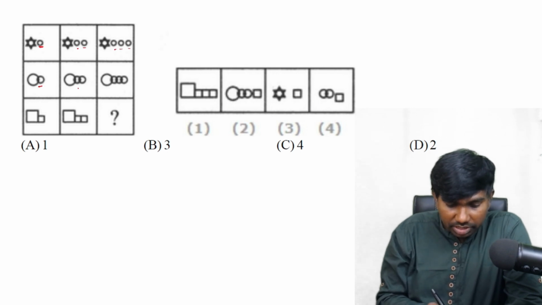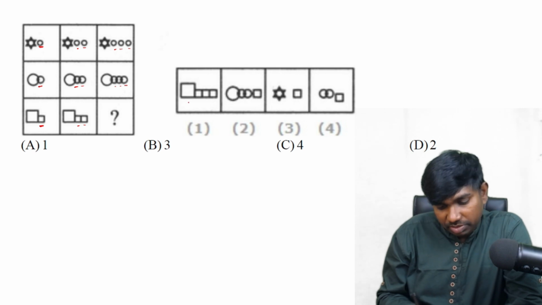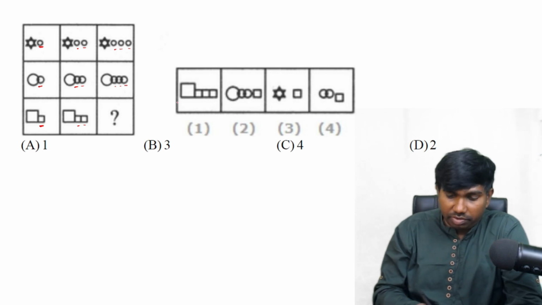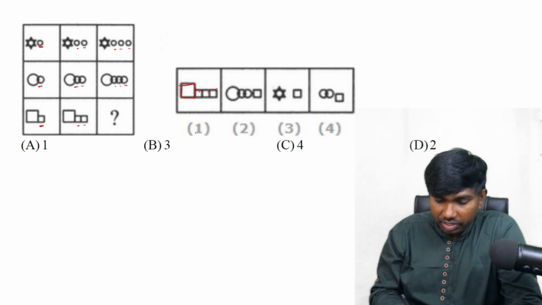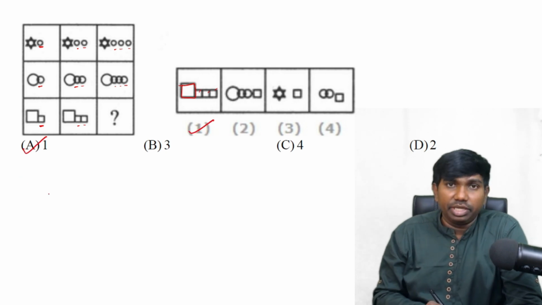Next, star shape, 1 circle, 2 circles, 3 circles. Small circle, 1 circle, 2 circles, and then 3 circles. There is a square, small circle, 1 small square, 2 small squares, and 3 small squares must be there beside a big square. Beside a big square, 1, 2, 3. So figure 1 is the answer, option A.